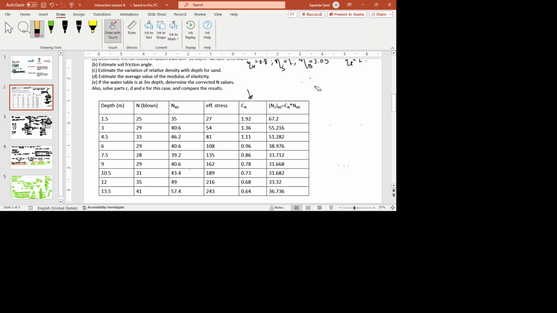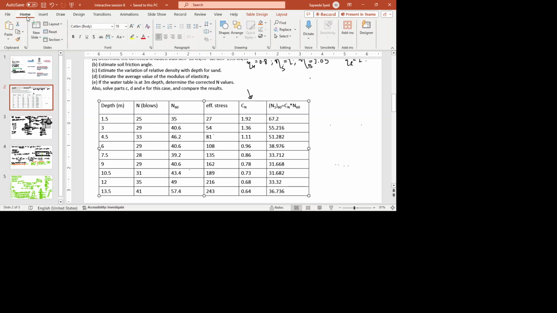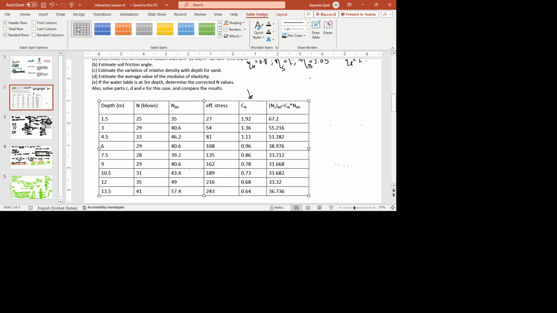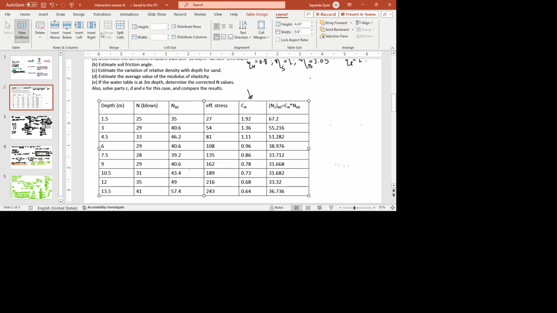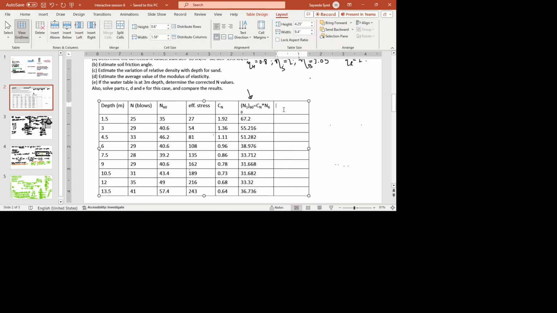As I said, we have to round off this n value to the nearest integer, and that will be the answer for our first part, corrected n value. Let me write n corrected.